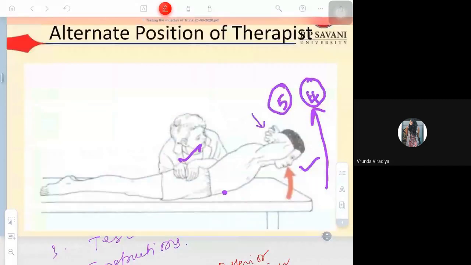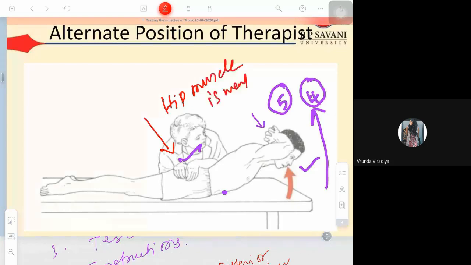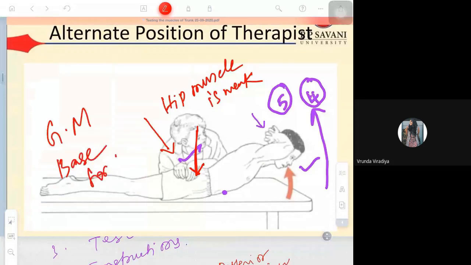Why have you selected the alternate position? Because hip muscle is weak here. That is why you are stabilizing the pelvis. Why? Because gluteus maximus muscle is the base for lumbar and thoracic extension. Gluteus muscle should be stabilized properly.